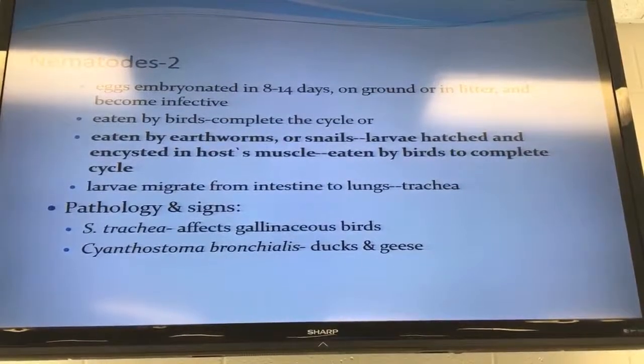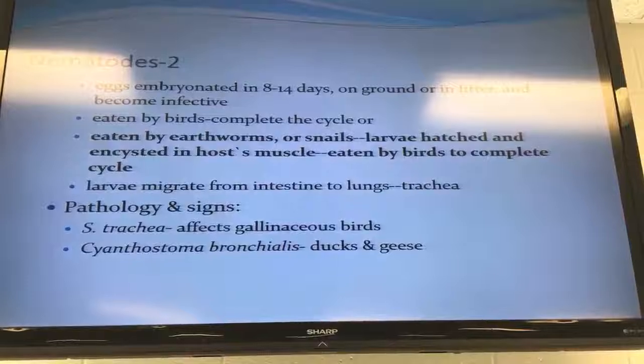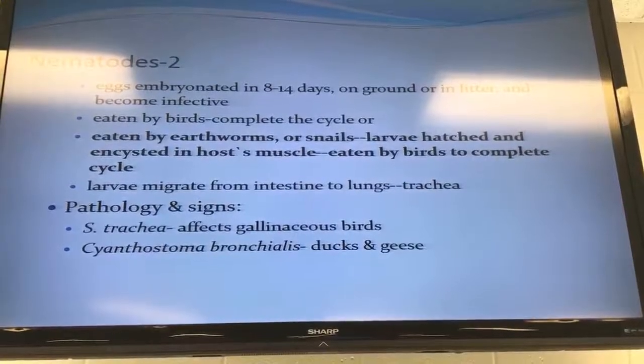Now, I know I've got a lot of stuff here. Sometimes when you put these slides together, you have so much information to put down. But the thing I'm interested in is what I have in bold. Like I said, they have a direct life cycle. The eggs can be coughed up, swallowed, and passed in the feces. If another bird comes along and eats it, it will get the Syngamus trachea worm again.